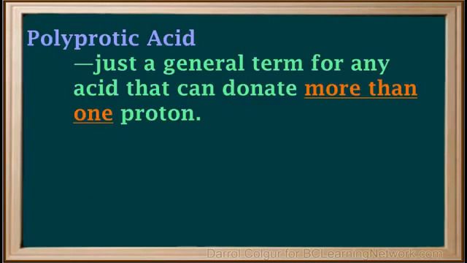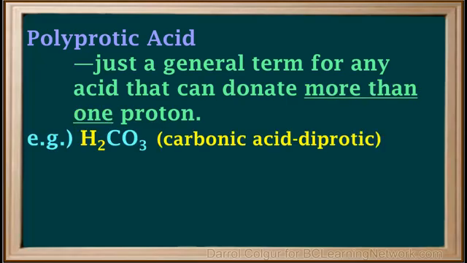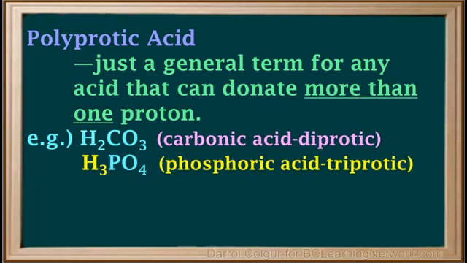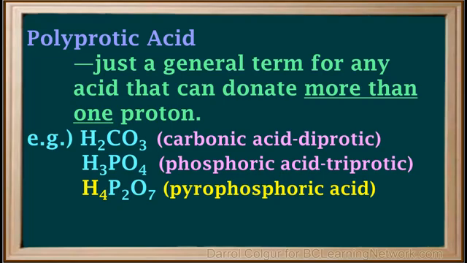Polyprotic acid is just a general term for any acid that can donate more than 1 proton. Examples could be carbonic acid, which is diprotic, phosphoric acid, which is triprotic, and pyrophosphoric acid, which has 4 protons it can donate.